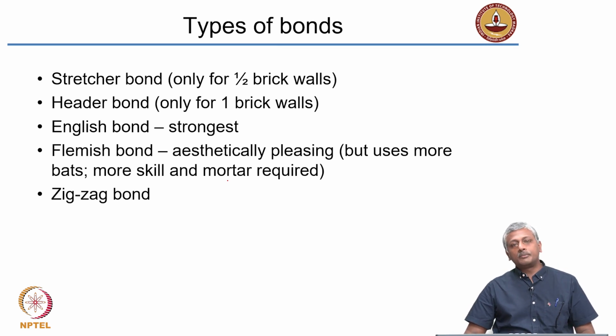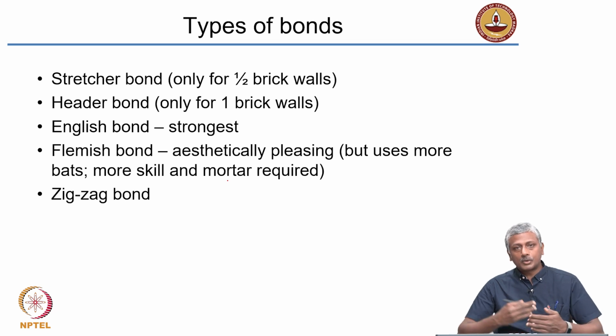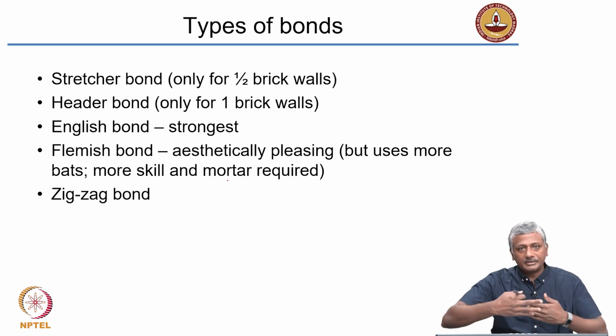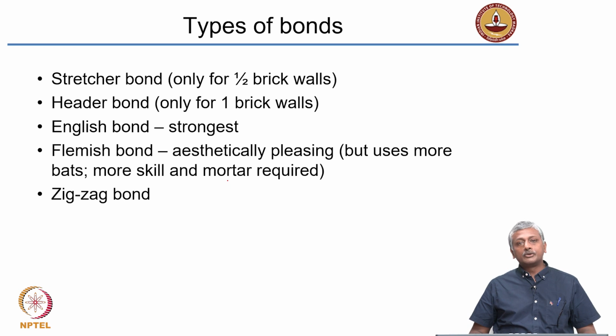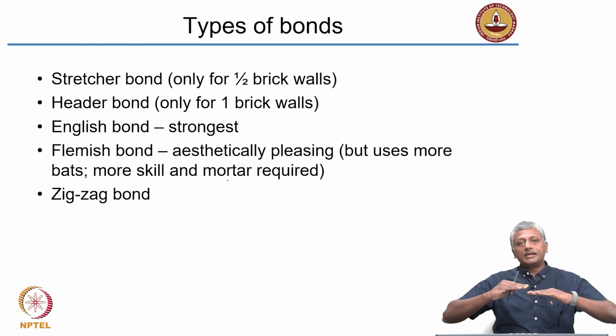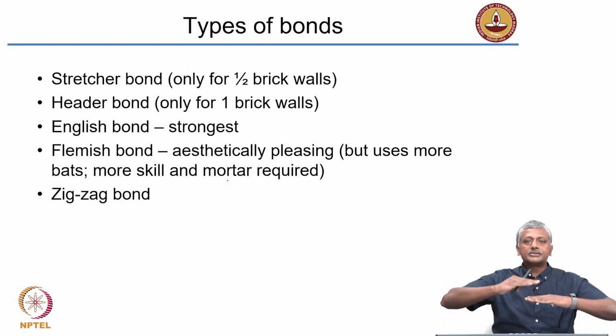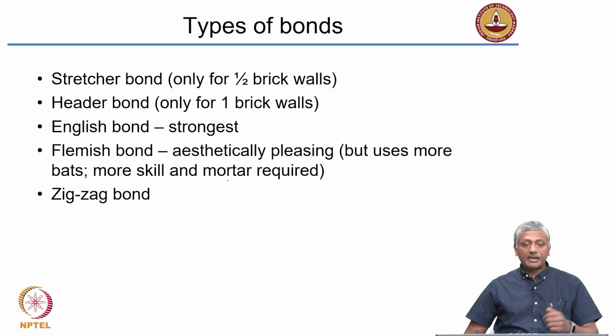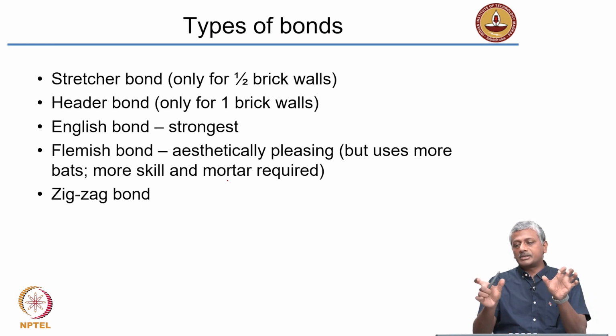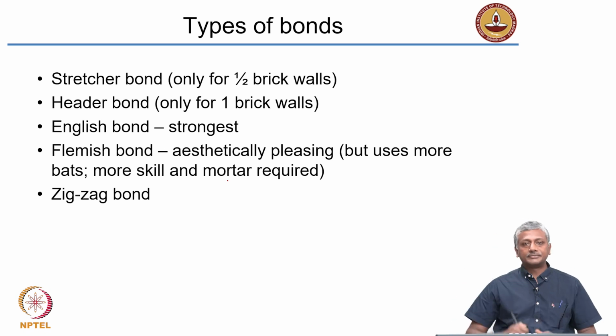A stretcher bond can only be used for a half brick wall because there is no connectivity between the front and the back. A header bond can be only used for one brick wall. Now English bond, which I showed you previously, has layers of stretchers and headers alternating. A Flemish bond, on the other hand, has stretcher, header in every layer. So obviously that looks much more appealing or pleasing to the eye.